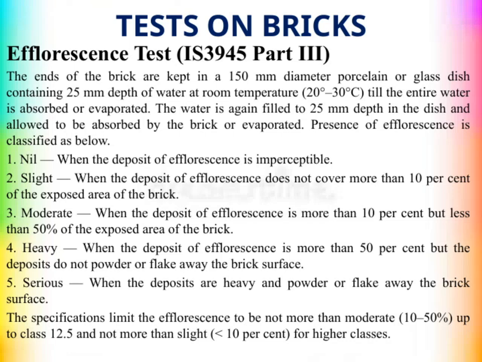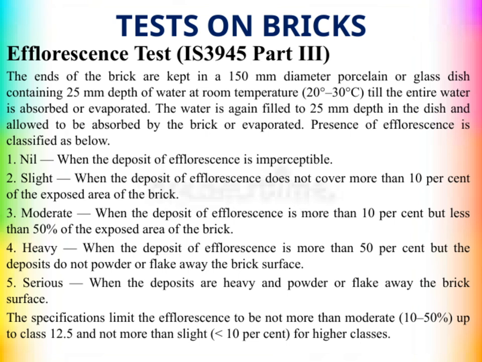Let's talk about the efflorescence test, as outlined in IS 3945 Part III. In this test, we start by placing the ends of the brick in a porcelain or glass dish that has a diameter of 150 millimeters. The dish contains water to a depth of 25 millimeters, and we keep the brick there at room temperature, which is usually between 20 and 30 degrees Celsius. We wait until the water is either fully absorbed by the brick or evaporates. Then, we refill the dish to the same 25 millimeter depth and let the water interact with the brick again until it's absorbed or evaporates. The goal here is to observe if any efflorescence forms on the brick surface.